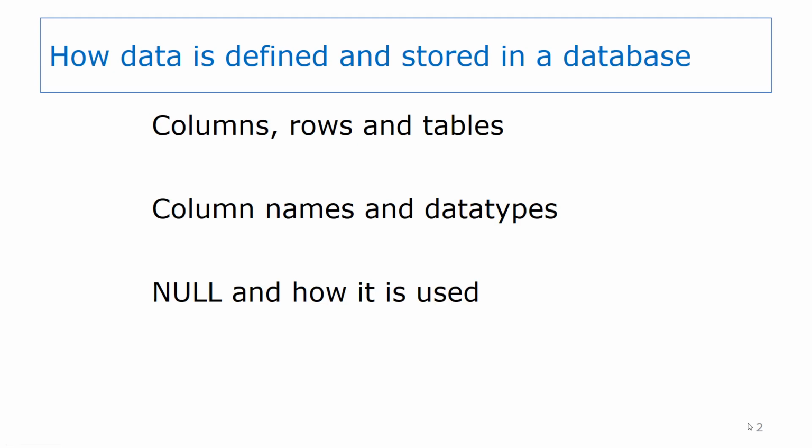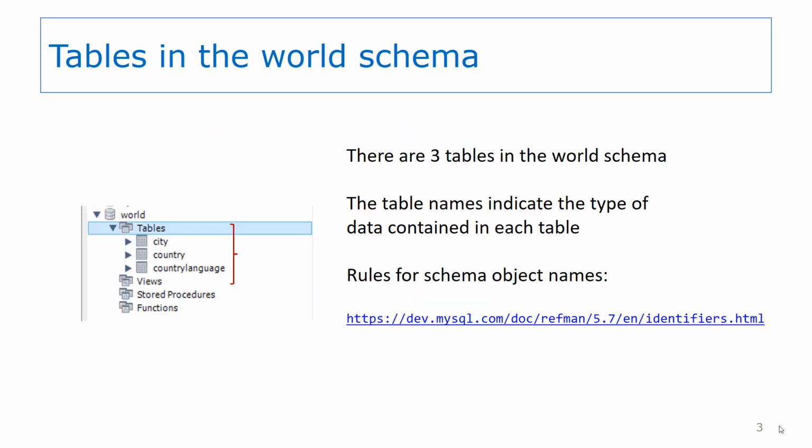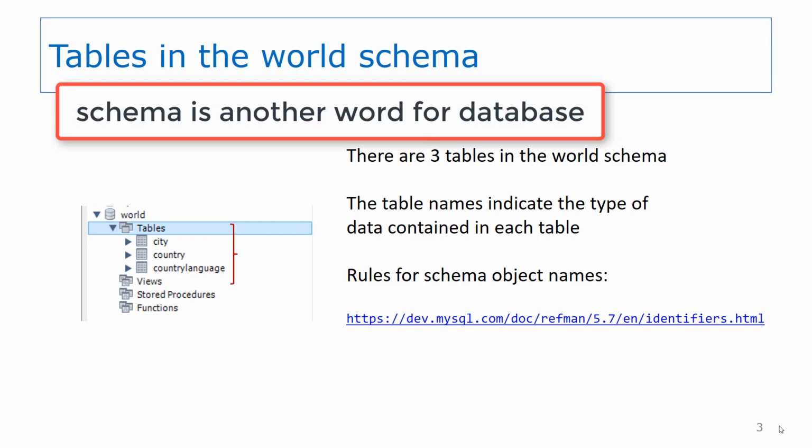In this session, we'll look at how data is defined and stored in a database. To get started, we'll look at the tables that are contained in the World schema. On this slide, you're looking at the schema section of the MySQL Workbench expanded to show the tables that are in the World schema. There are three tables in the World schema.